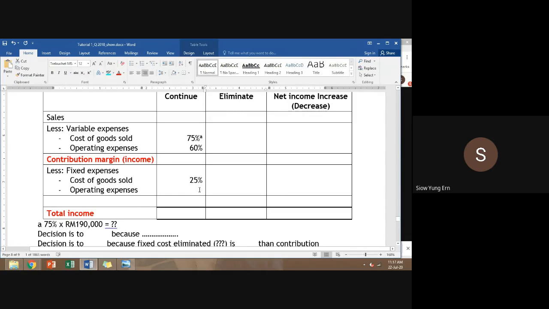And the last one will be your operating expenses. Fixed operating expenses. So how much do you get?